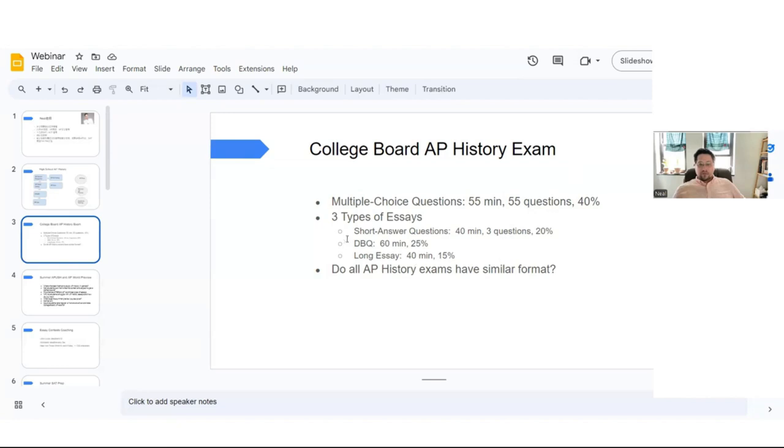Just want to point out AP World History, AP US History, and AP Euro History all have a similar format. Almost identical. The only thing that's different is the content.